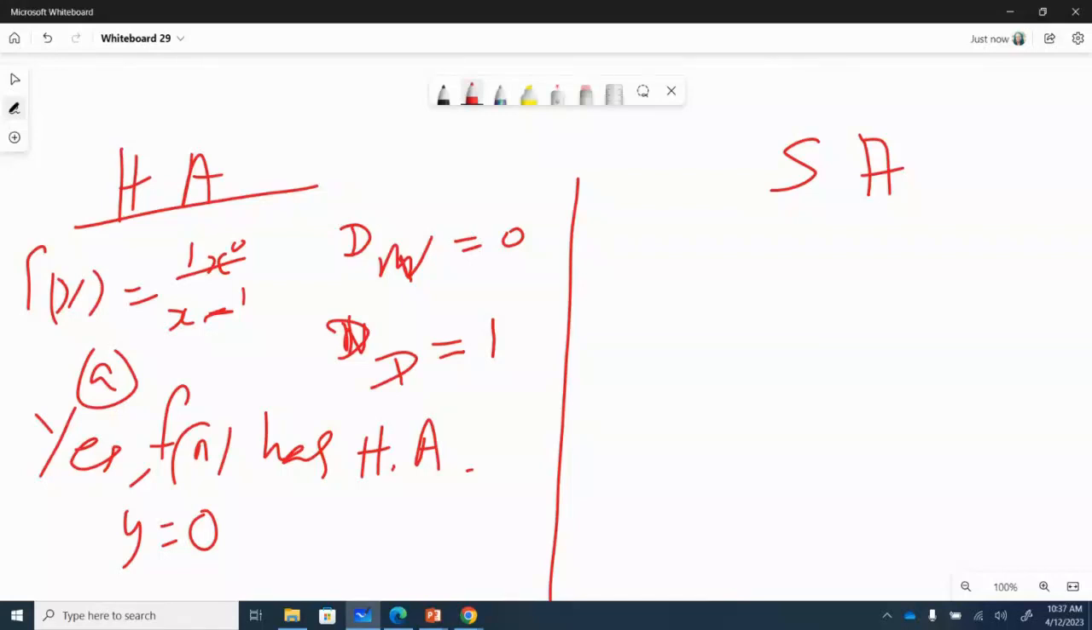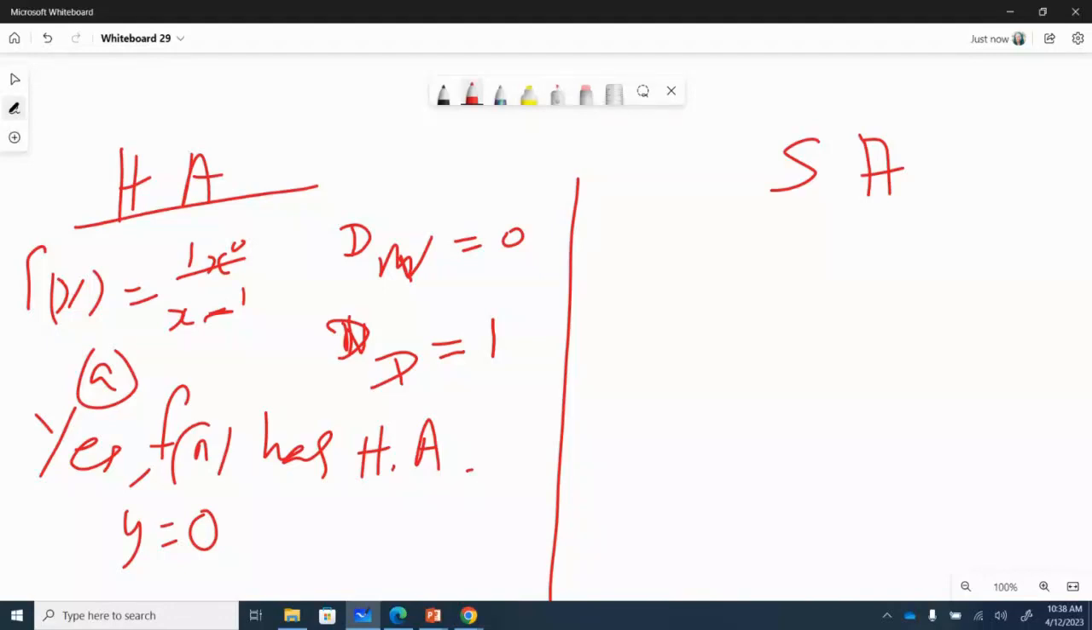The horizontal asymptote is y equal to 0 because the degree of the denominator is greater by 1 than the degree of the numerator. There is a horizontal asymptote, and that horizontal asymptote is y equal to 0. There is also a vertical asymptote.